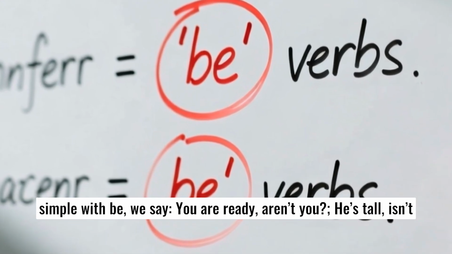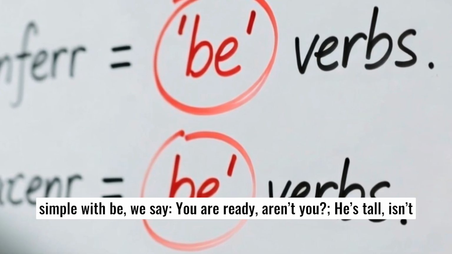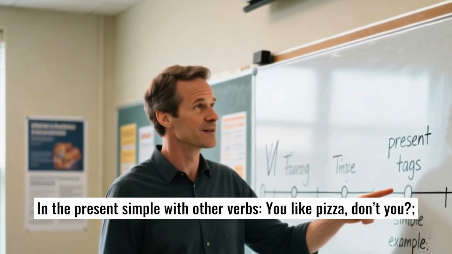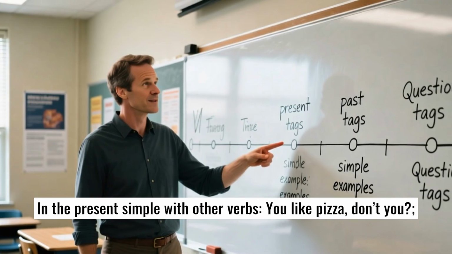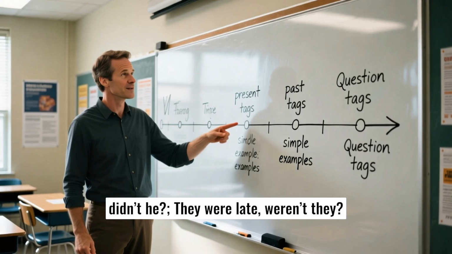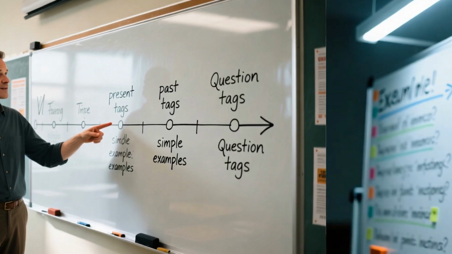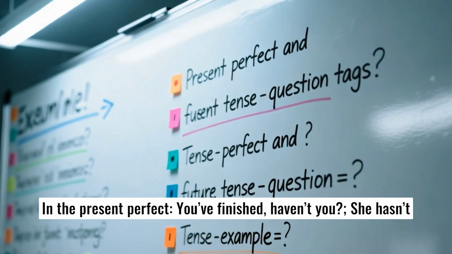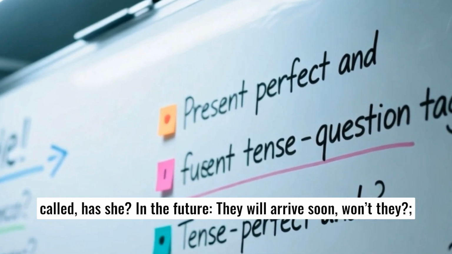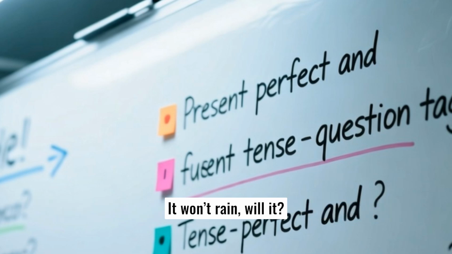In the present simple with be, we say, "You are ready, aren't you? He's tall, isn't he?" In the present simple with other verbs, "You like pizza, don't you? She works here, doesn't she?" In the past simple, "He lost the keys, didn't he? They were late, weren't they?" In the present perfect, "You've finished, haven't you? She hasn't called, has she?" In the future, "They will arrive soon, won't they? It won't rain, will it?"